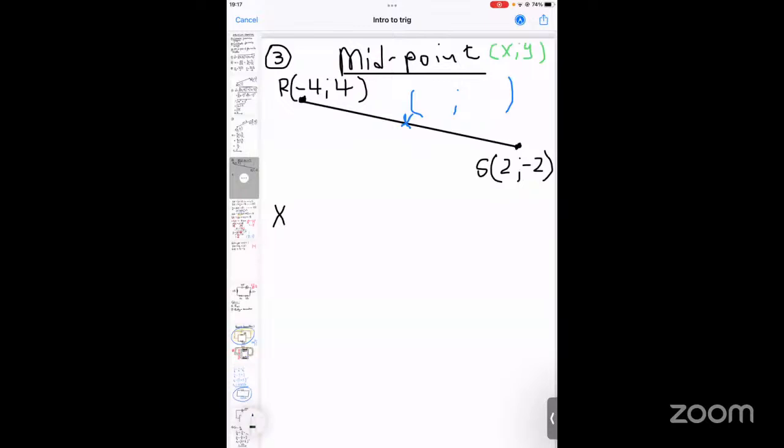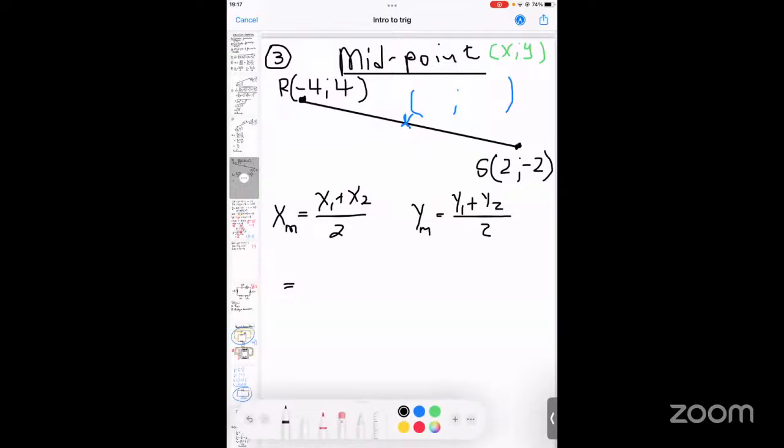The formula says x value of the middle point is, you take x of the first point, you plus it with x of the second point, you just divide it by 2. It is as simple as that. The y middle point equals y of the first point, you plus it with y of the second point, you divide it by 2.